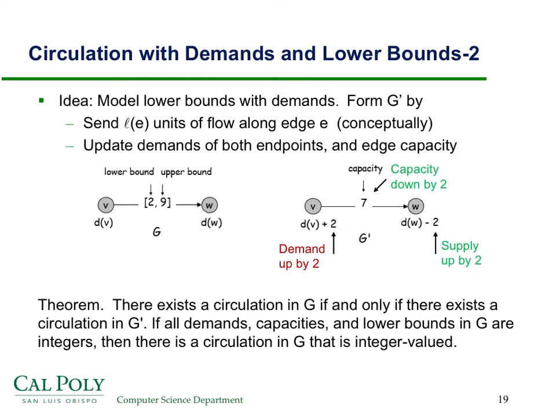So it turns out exactly what you'd hope for happens. There exists a circulation in G if and only if there's a circulation in G prime. And the circulation in G is also integer valued.